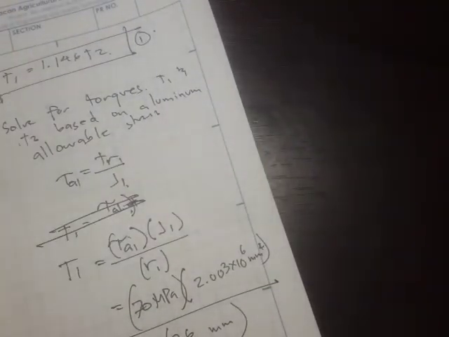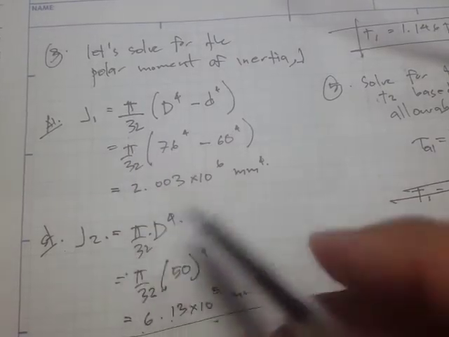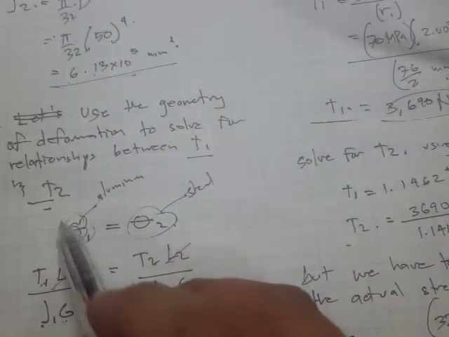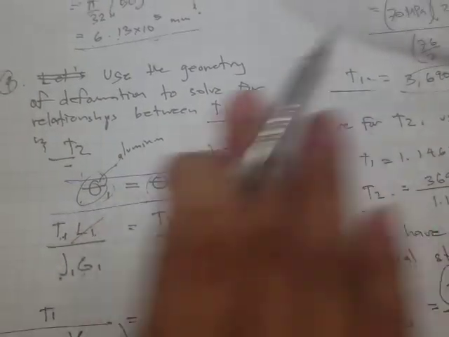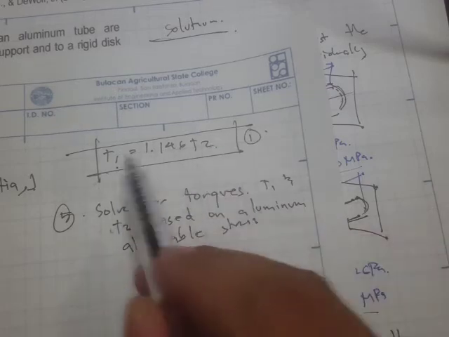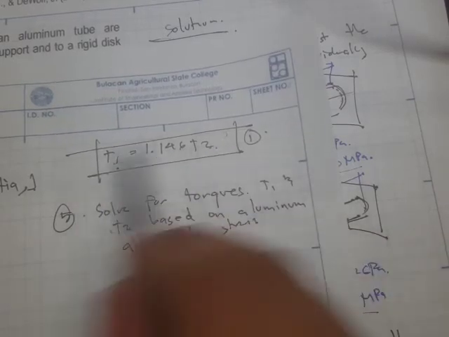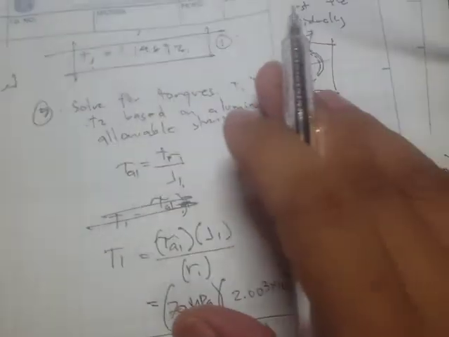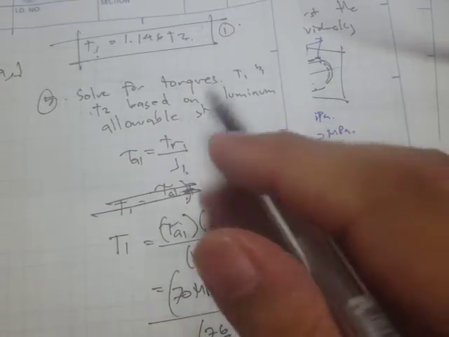Okay, after that we solve for the polar moment of inertia for steel and aluminum, and then we apply the geometry of deformation, I mean the compatibility conditions. We substitute all the values, and we obtain a relationship between torque 1 and torque 2. So we have these relationships. Because of that, we can now solve for the torques.